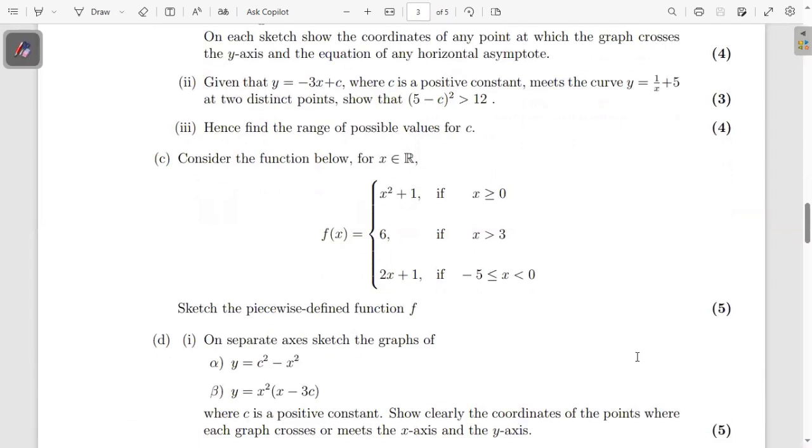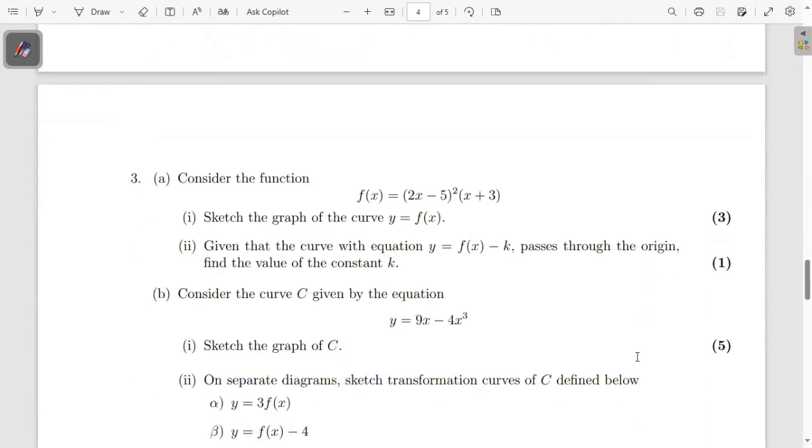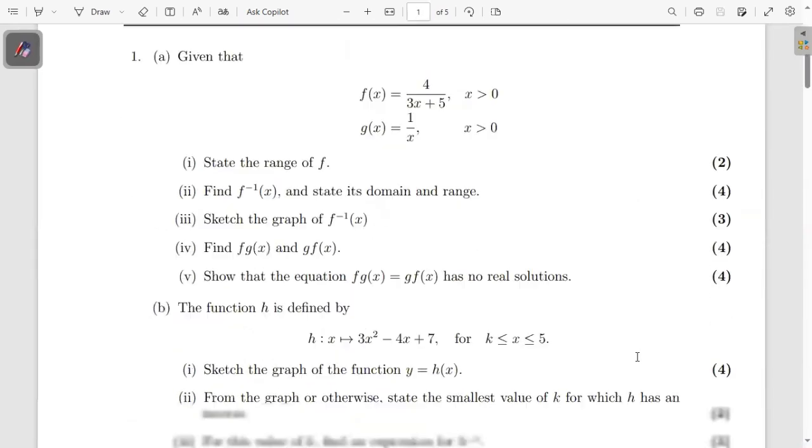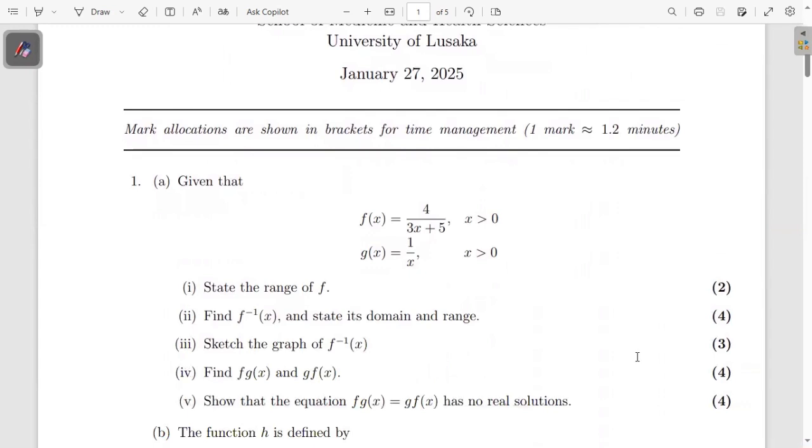So one function is being represented by a lot of functions. And then we also have some cubic functions like this one here. So when we expand this, the highest power on x is going to be 3. Okay. So we're going to solve all these questions one by one.